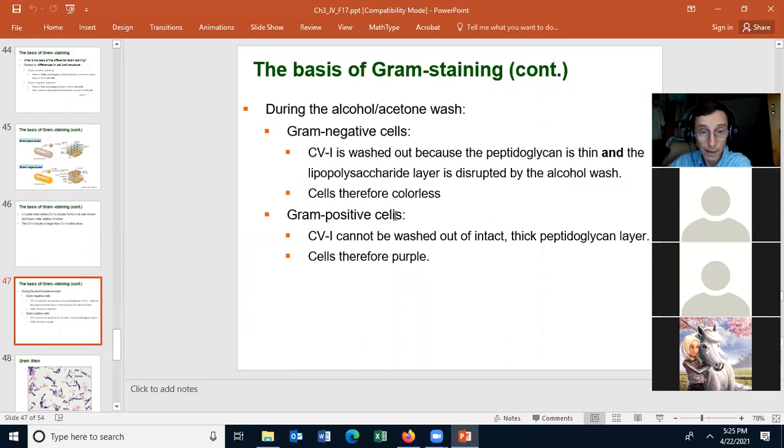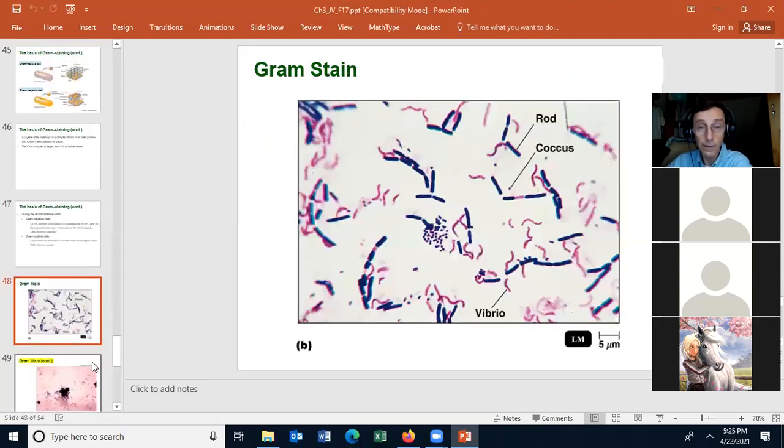The gram-positive cells, the crystal violet iodine is not washed out because it's a thicker peptidoglycan layer, and the cells remain purple. So here's a gram stain, and you can see gram-positive rods, a gram-positive coccus, a gram-negative spirilla, and a gram-negative rod. Any questions about that?